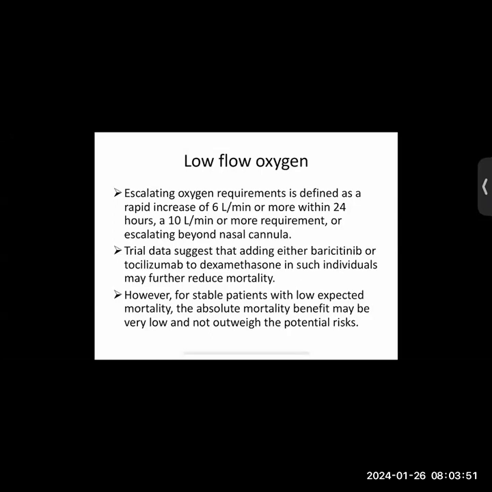Now, there's a term called escalating oxygen requirement, which is defined as a rapid increase of 6 liters per minute or more of oxygen within 24 hours, or probably a patient that requires at least 10 liters per minute of oxygen or more. In these categories of patients, studies from the available trials have shown that when we added baricitinib or tocilizumab to dexamethasone, it helps to reduce mortality in these patients.